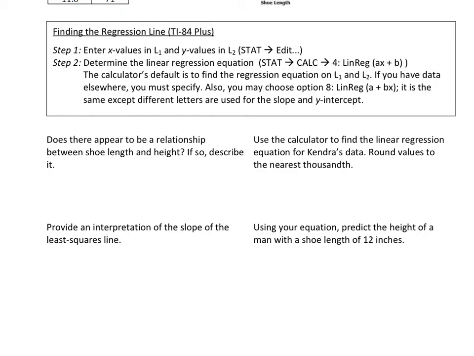First of all, it asks us, does there appear to be a relationship between shoe length and height? If so, describe it. Well, if you just look at the scatter plot, it does seem to be increasing, not very strong, so we would say it is a weak positive correlation. Positive because it's increasing. So, weak positive correlation.